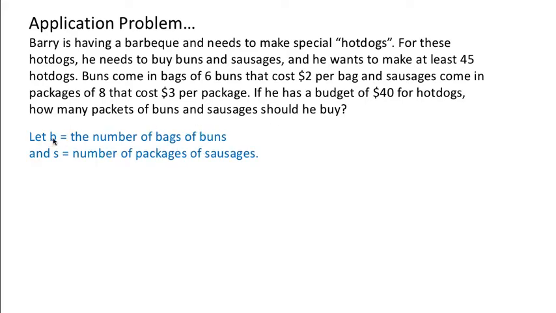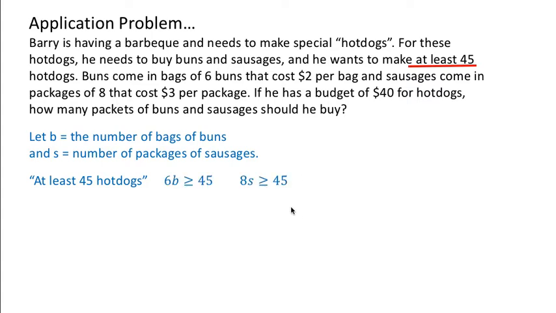Let's say B is the number of bags of buns and S is the number of packets of sausages. Okay, now we can do some stuff. Let's look for some keywords. Keyword here is at least 45 hot dogs. What does that mean? Well, he needs 45 buns and 45 sausages.